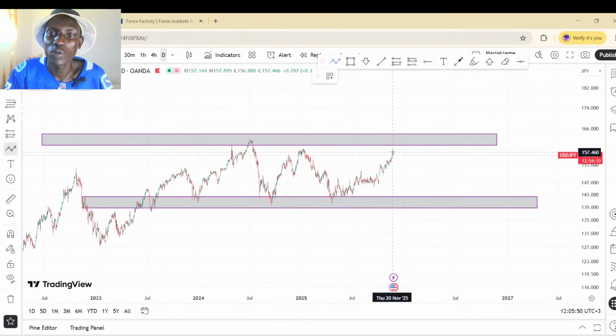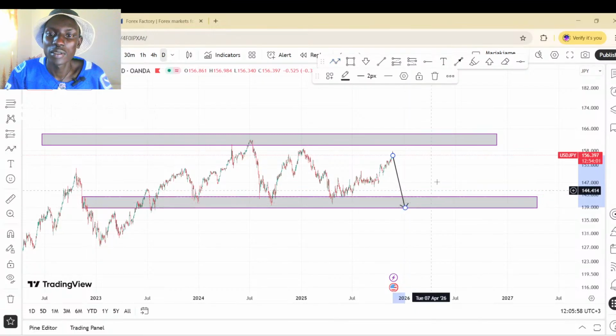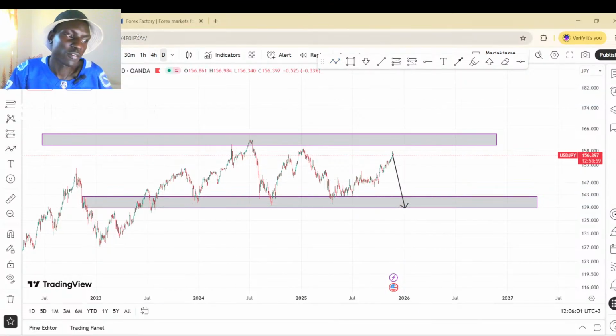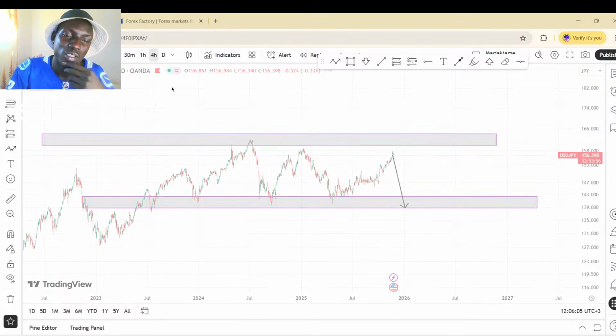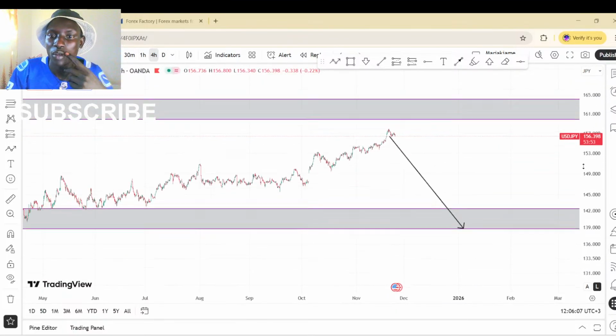And this is what we are waiting for. It's already here even, so this is our next target. But this is a higher time frame. Remember, we are on the 1 day time frame. Let's go to the 4 hours time frame. We see the 4 hours time frame.